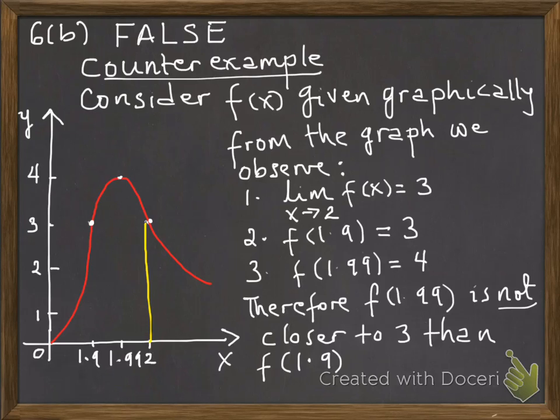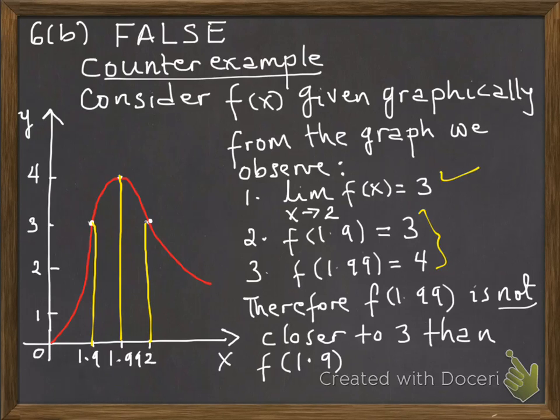f of 1.9 may not be closer to 3. For example, this is one counterexample. f of 1.9 is exactly 3, and f of 1.99 is exactly 4. So clearly 4 is not closer to 3. So this is one condition. It satisfies the hypothesis, but the conclusion is false, meaning f of 1.99 is not closer to 3.